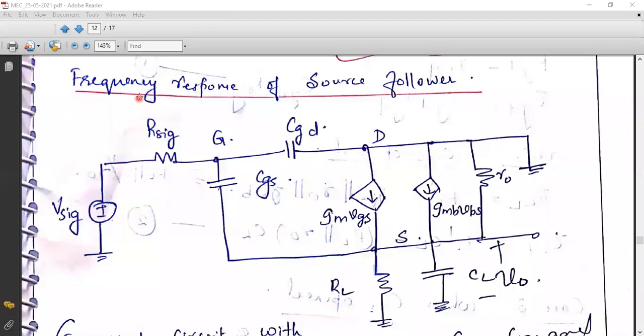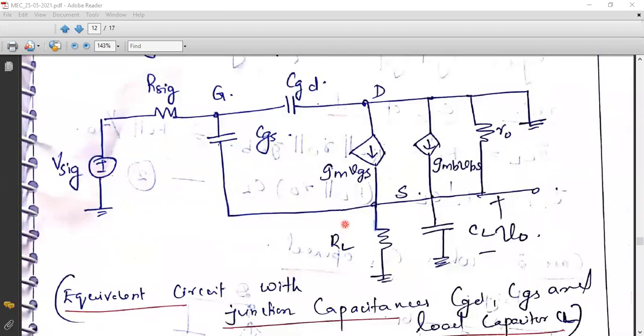So in the last class, we were discussing the source follower and how to find the frequency response of a source follower. So I will just revise it and then we will continue.